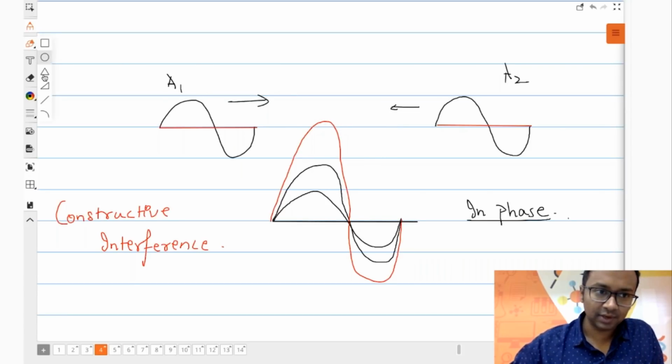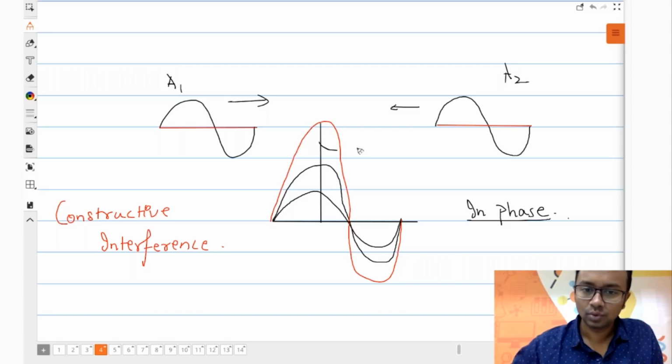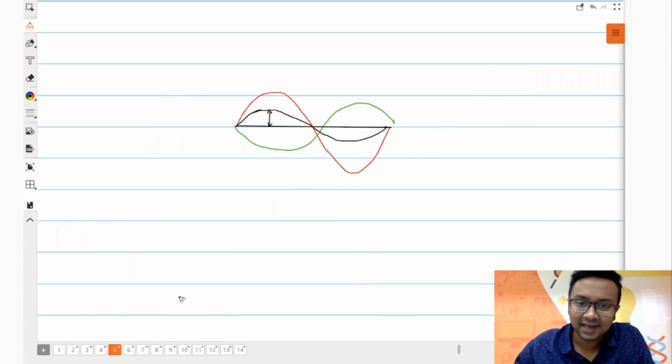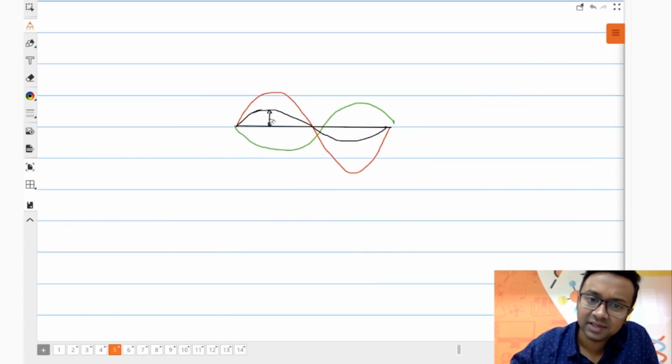this amplitude that you see here will be equal to A1 plus A2, that is the sum of the amplitudes of these individual waves. That is in case of your constructive interference. Second, in case of destructive interference, this is going to be equal to A1 minus A2.